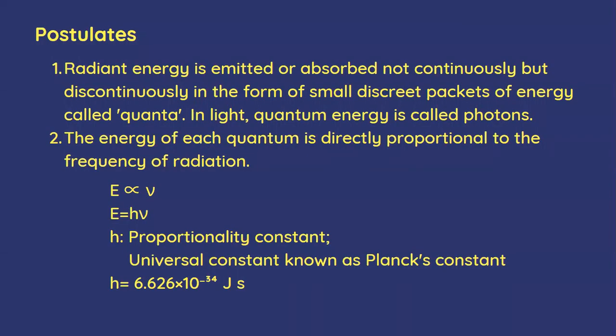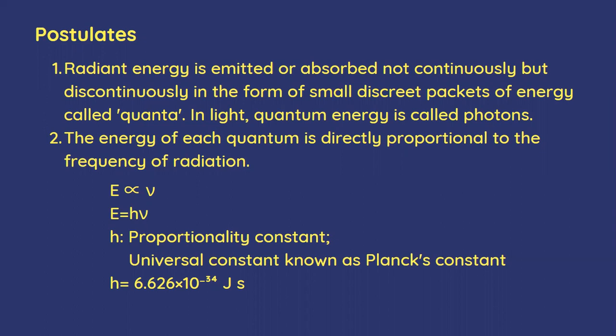The first one is: radiant energy is emitted or absorbed not continuously but discontinuously, in the form of small discrete packets of energy called quanta. So according to Planck's quantum theory, energy is not absorbed continuously. It is absorbed or emitted discontinuously, in the form of teeny tiny packets, and these were called quanta. In light, the quantum energy is also called photons.